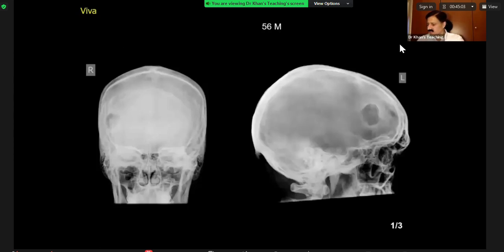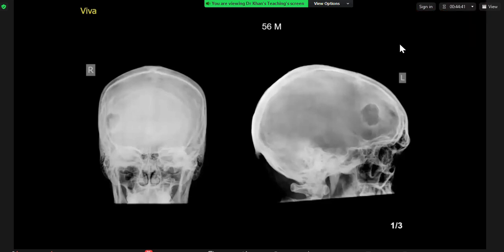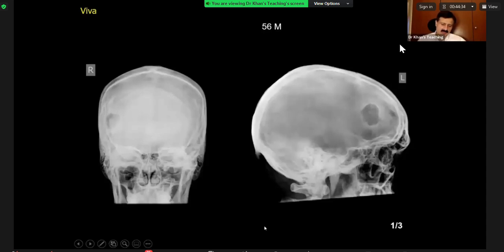Okay, candidate 6, this is your last case. This case has got a lytic lesion with a sclerotic edge. What is your differential for this? Metastasis. Sclerotic edge. Sclerosis means something is sitting there for a while, isn't it? Yeah. There can be metastasis, but epidermoid cyst.